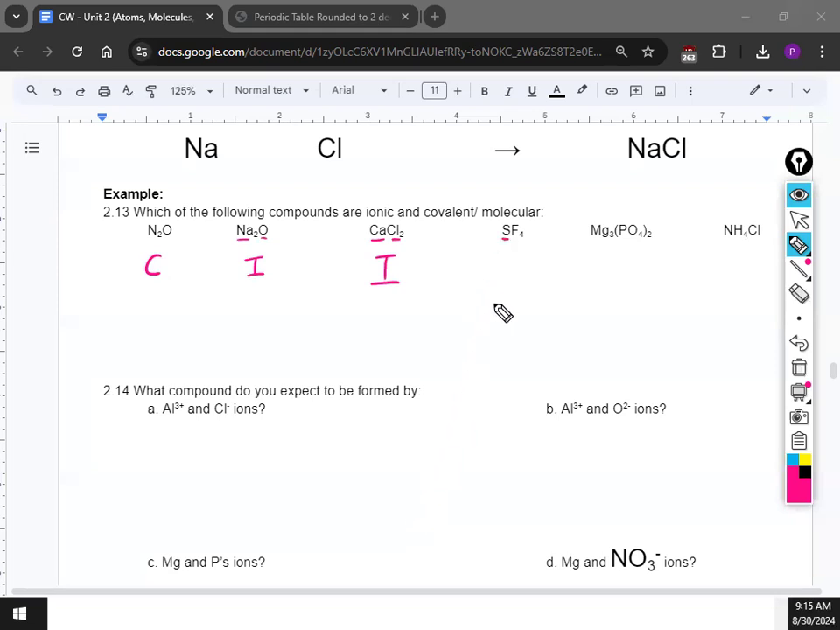If you look here, S is going to be on the right side, it's a nonmetal. F is also on the right side, it's a nonmetal. So 2 nonmetals form covalent.